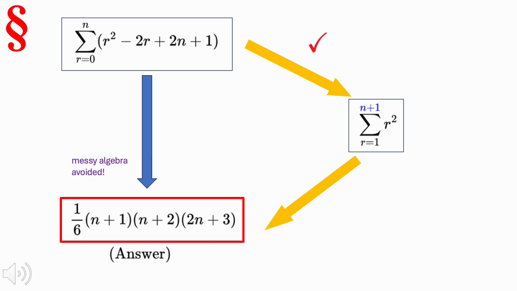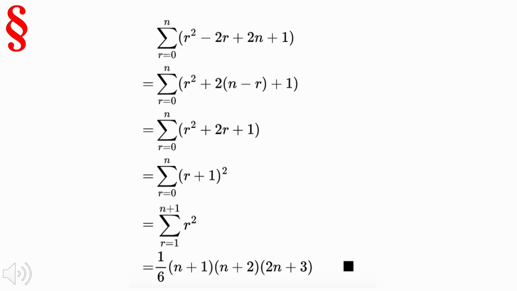It is also more intuitive as it shows how the original summation is actually the sum of the first n plus 1 squares. Here we show the full solution, using this alternative method.